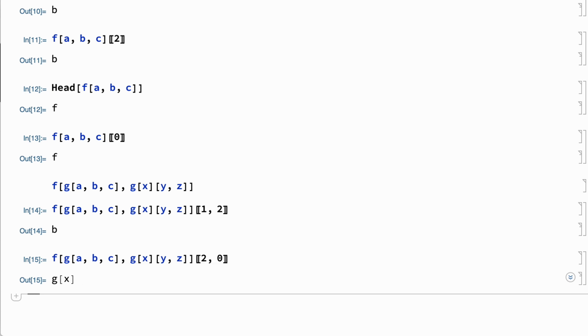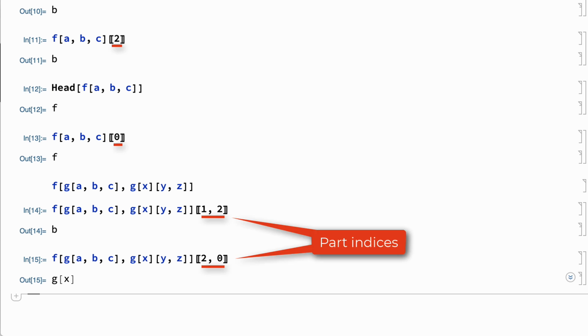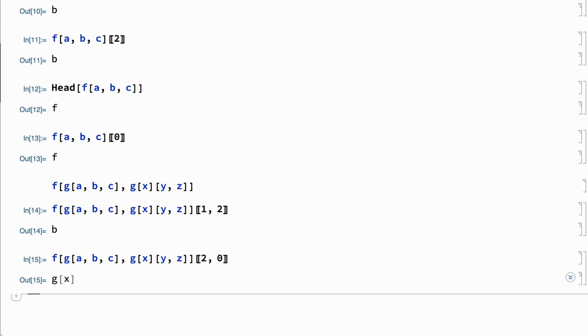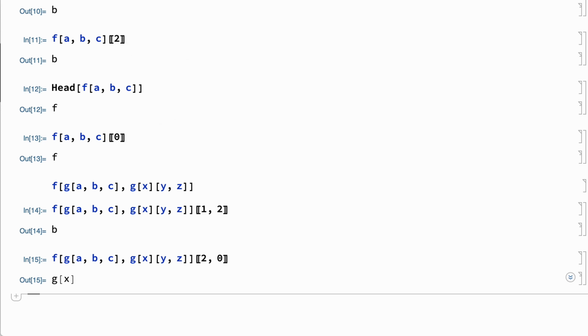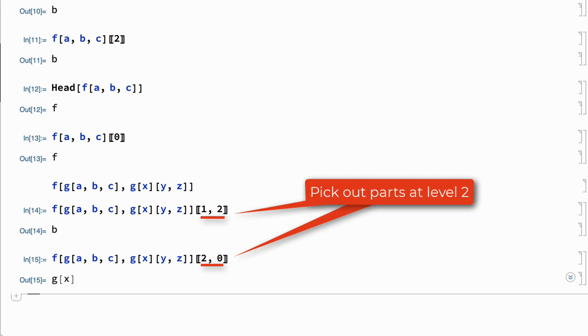The numbers used in the part function to specify a particular part are called index numbers or indices, and the number of indices needed to specify a part is called the level of that part within the expression. For example, since one index is needed to pick out an element of a normal expression, the elements of a normal expression are said to be at level 1, elements within those elements are at level 2, and so on. The parts picked out by those last two inputs, for example, are at level 2, since two indices were needed in the part function to specify those parts.